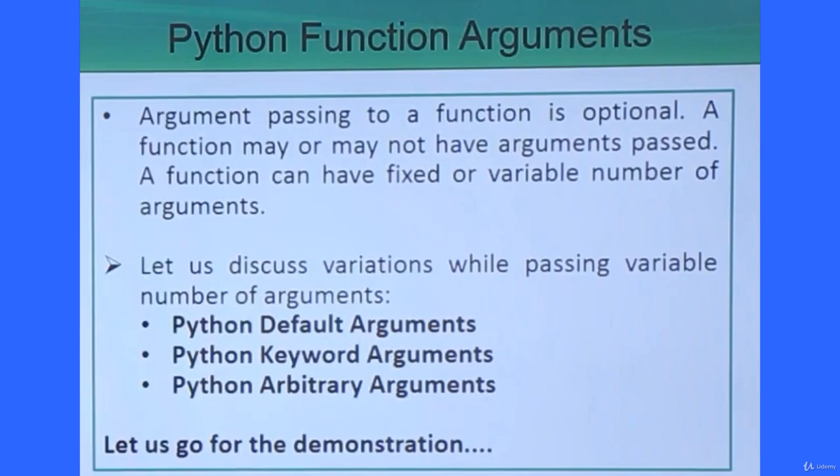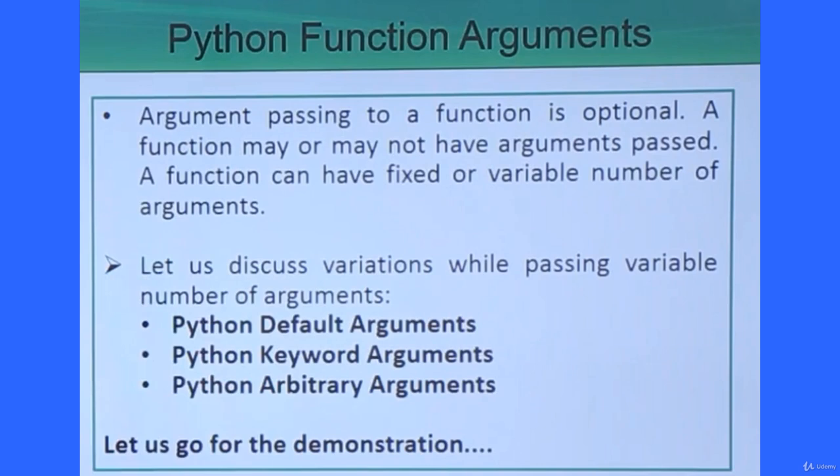In this session, we are going to discuss Python function arguments. We know that passing arguments to a function is optional. We may not pass any argument. We may pass one or more than one argument. So argument passing to a function is optional. A function may or may not have arguments passed.